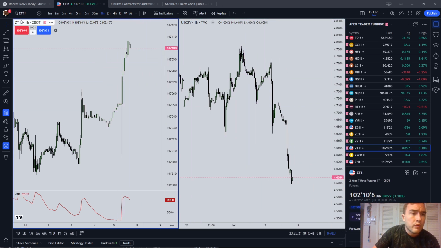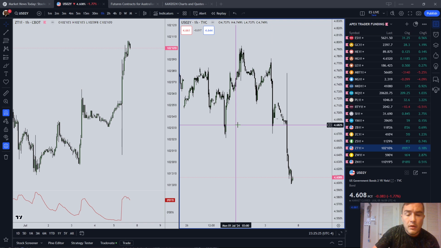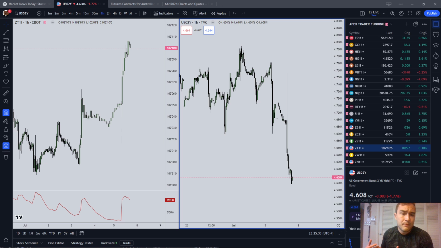So if I just go over to the 2-year T-note futures, notice that it's straight up, while the U.S. government bond 2-year yield is straight down. So whenever you're reading a headline about the bond yields, if yields are going down, the futures are going up.